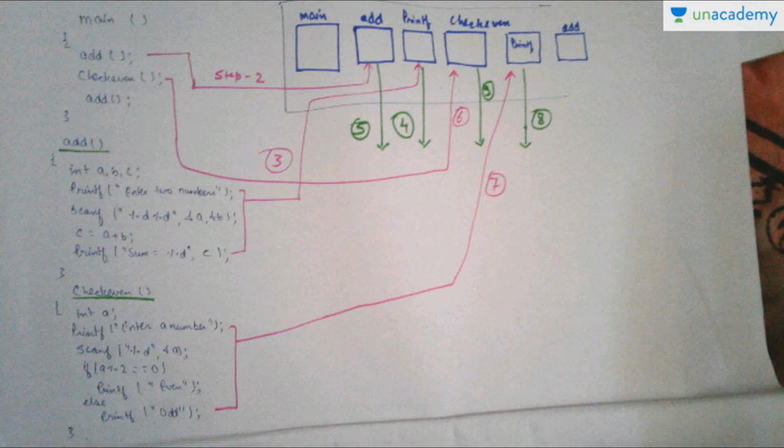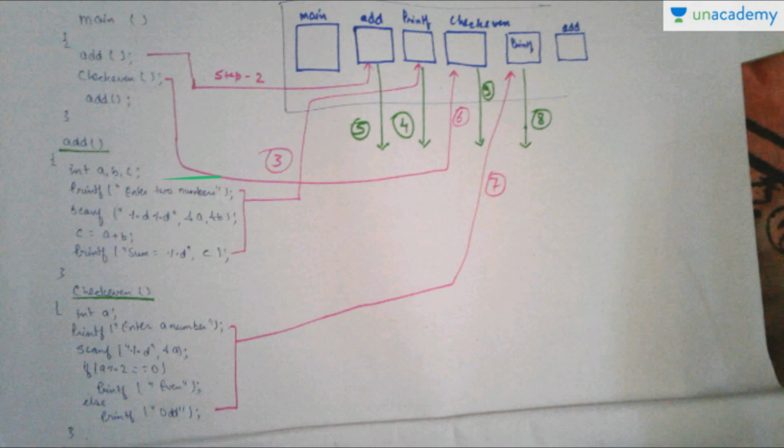First, I have taken one example to make you understand how functions consume memory inside RAM. I think this is visible to you. I have made two functions, add function and check even function. I've written code inside main. Main includes three function calls: add function 2 times and check even. Add function adds two numbers.